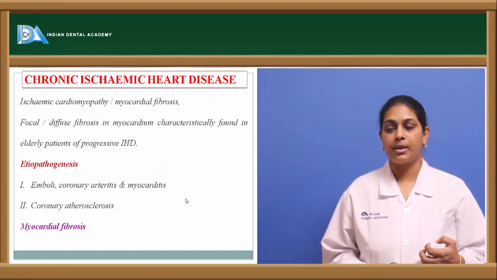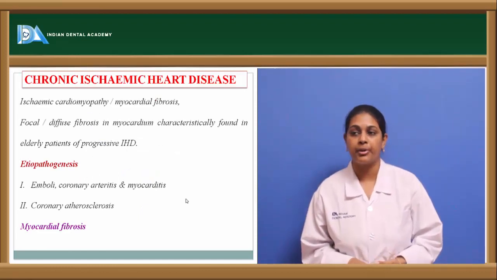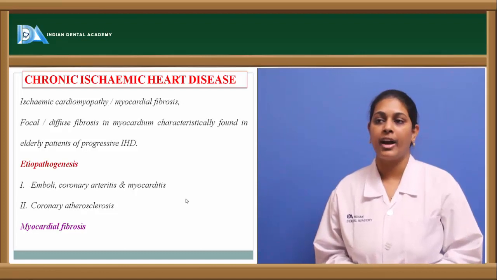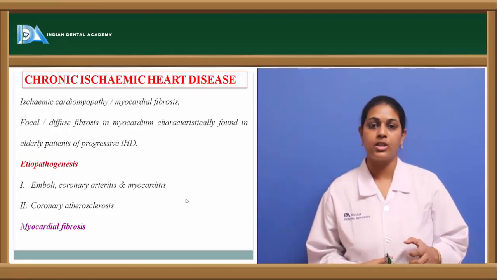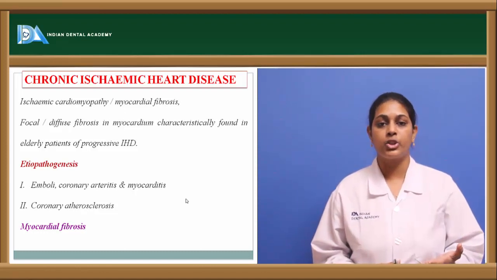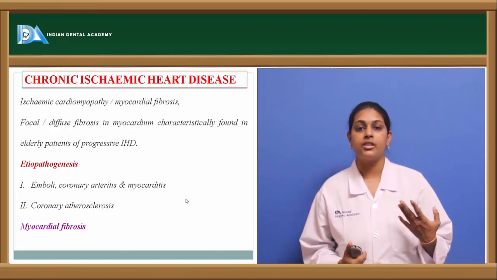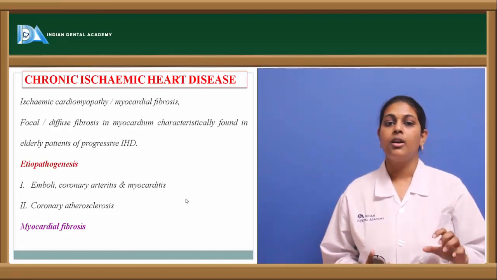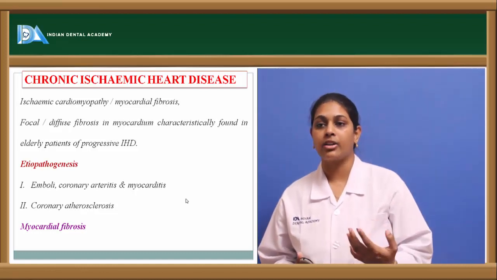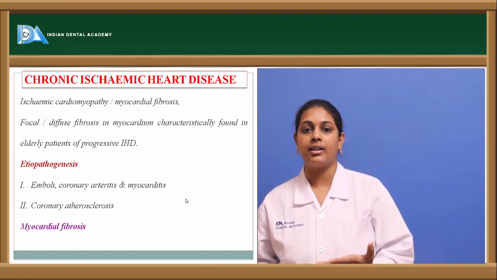Coming to chronic ischemic heart disease, it is also known as ischemic cardiomyopathy or otherwise known as myocardial fibrosis. It is usually characterized by focal or diffuse fibrosis, that is fibrous formation, where the myocardial fibers fuse and result in the formation of diffuse or focal fibrosis within the myocardium muscle, and characteristically it is usually found in elderly patients who have progressive ischemic heart disease.